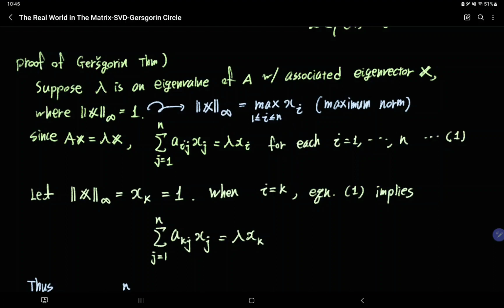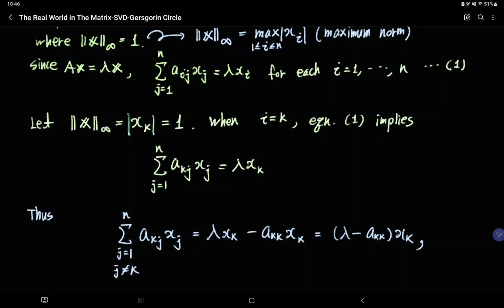Since Ax is lambda x, because lambda is an eigenvalue and x is the eigenvector, Ax equals lambda x, right? And then that means we can express this using the sigma: the sum of aij times xj equals lambda xi for each i, because j is moving from 1 to n. So for each row of Ax and each row of lambda x, we got this equation, right?